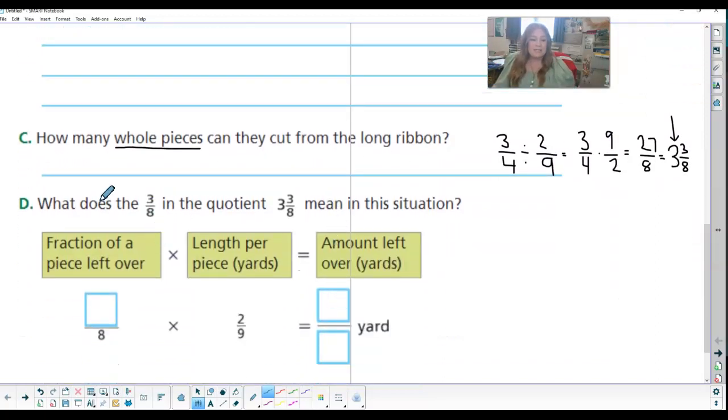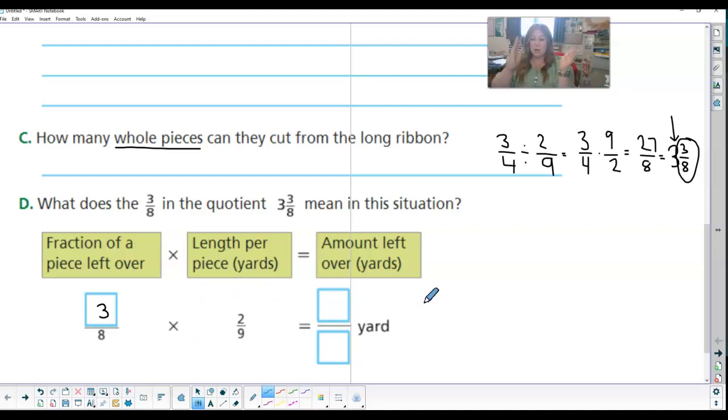So now it's going to ask us, what does the 3/8 in this quotient, so here's our quotient, 3 3/8, the answer to a division problem, what does the 3/8 in the quotient mean? We have how much is left over. 3/8 of means to multiply. We have 3/8 of 2/9.